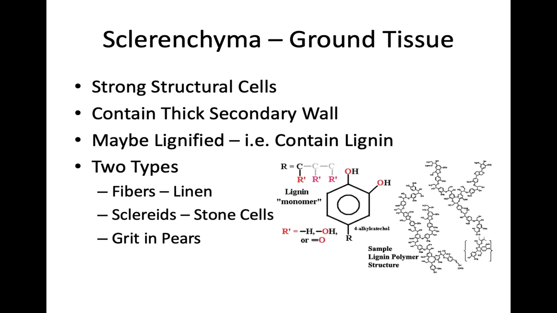Unlike other types of cells, the Sclerenchyma cells do not contain living protoplasts when they're mature. So basically, you can think of this as the middle of the wood of a tree is not living tissue, but the cell walls of the Sclerenchyma cells. And so you can have 2 types. You can have fibers, which are linen, these sclerids, the stone cells, and then if you've ever eaten a pear and it has that grit in it, it's made of the Sclerenchyma.